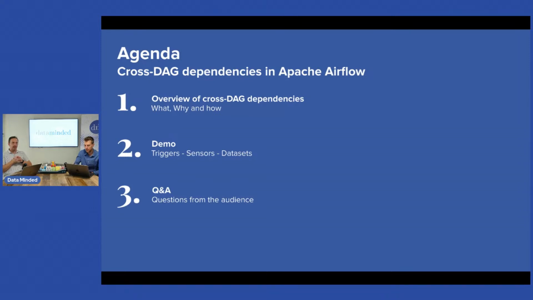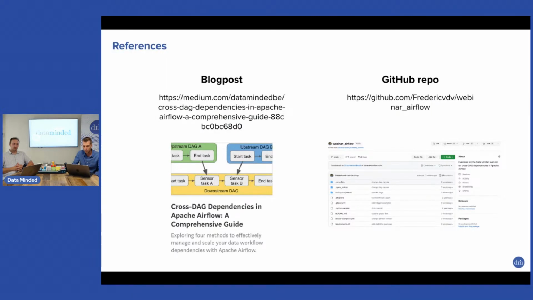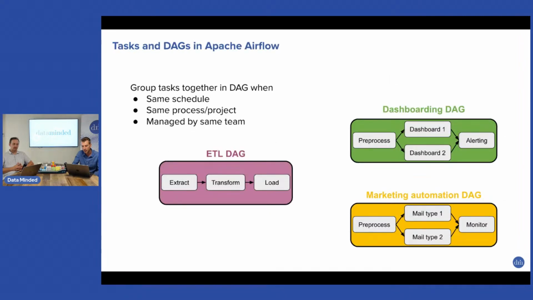So first I will show you some slides about cross-DAG dependencies, when to use them, why to use them, and how to implement it. And then after the presentation, we can go to a little demo where I will give some examples. And then in the end, there is time for some questions. So here are some references. There's a blog post about cross-DAG dependencies. Also, the examples that I will show later on in the demo can be found on the GitHub page that you can find here. And then let's start with the very basics.